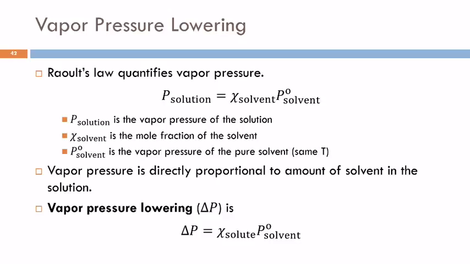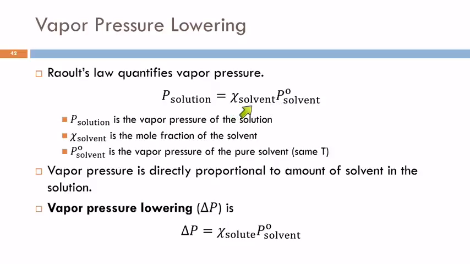Of course, we can quantify this with an equation. Raoult's law quantifies vapor pressure. So the vapor pressure of the solution equals the mole fraction of the solvent times the partial pressure, the vapor pressure of the pure solvent.